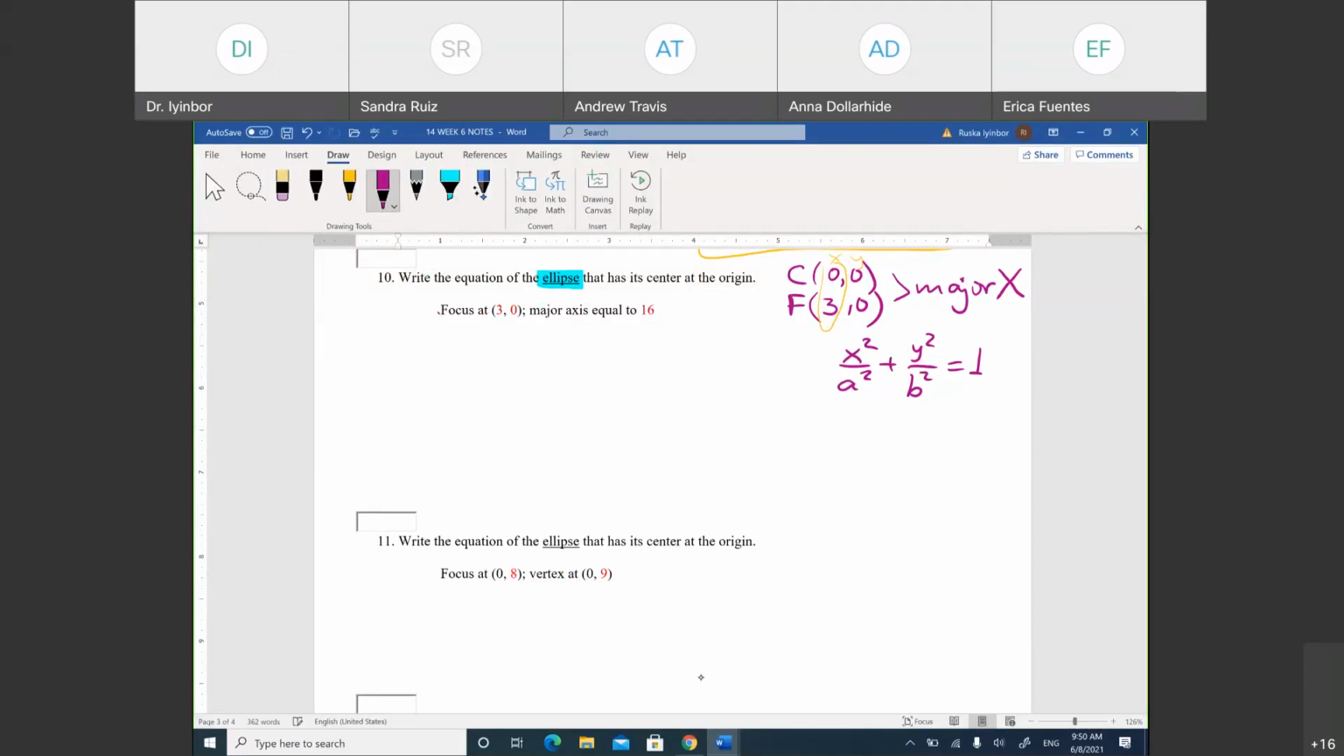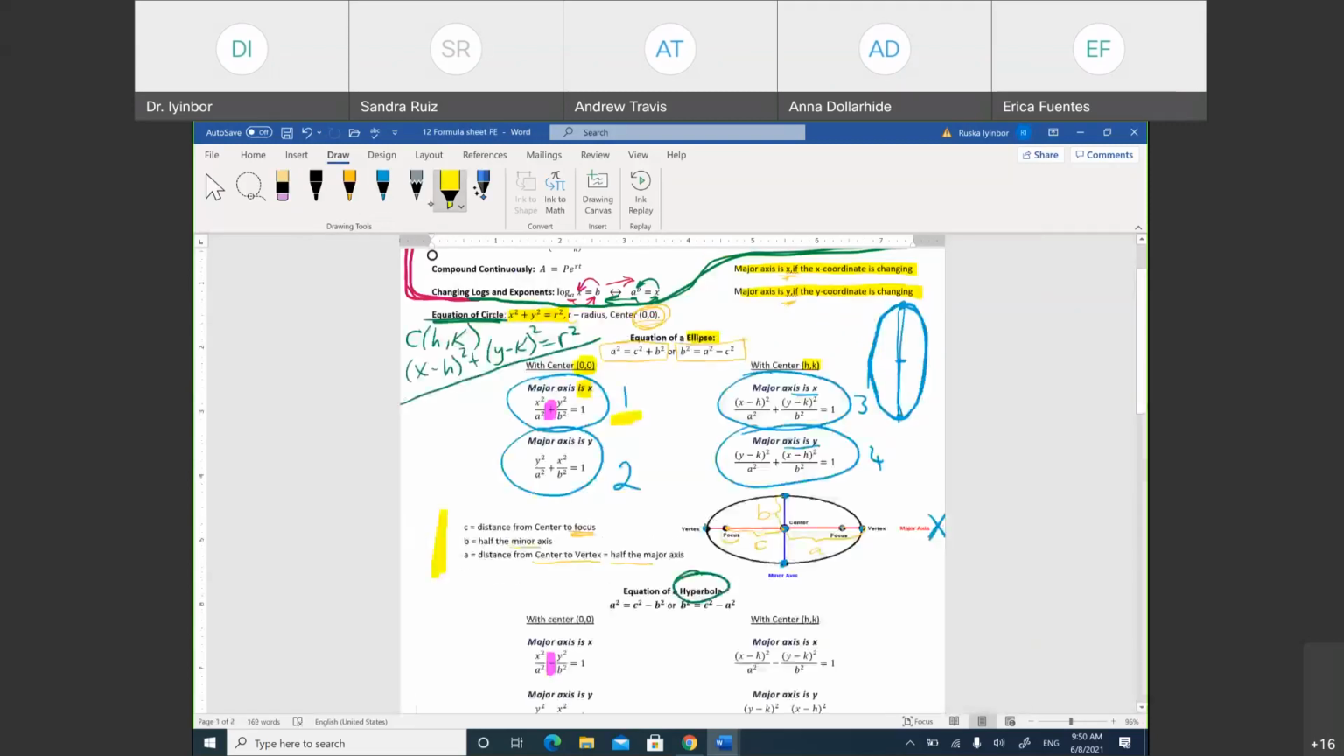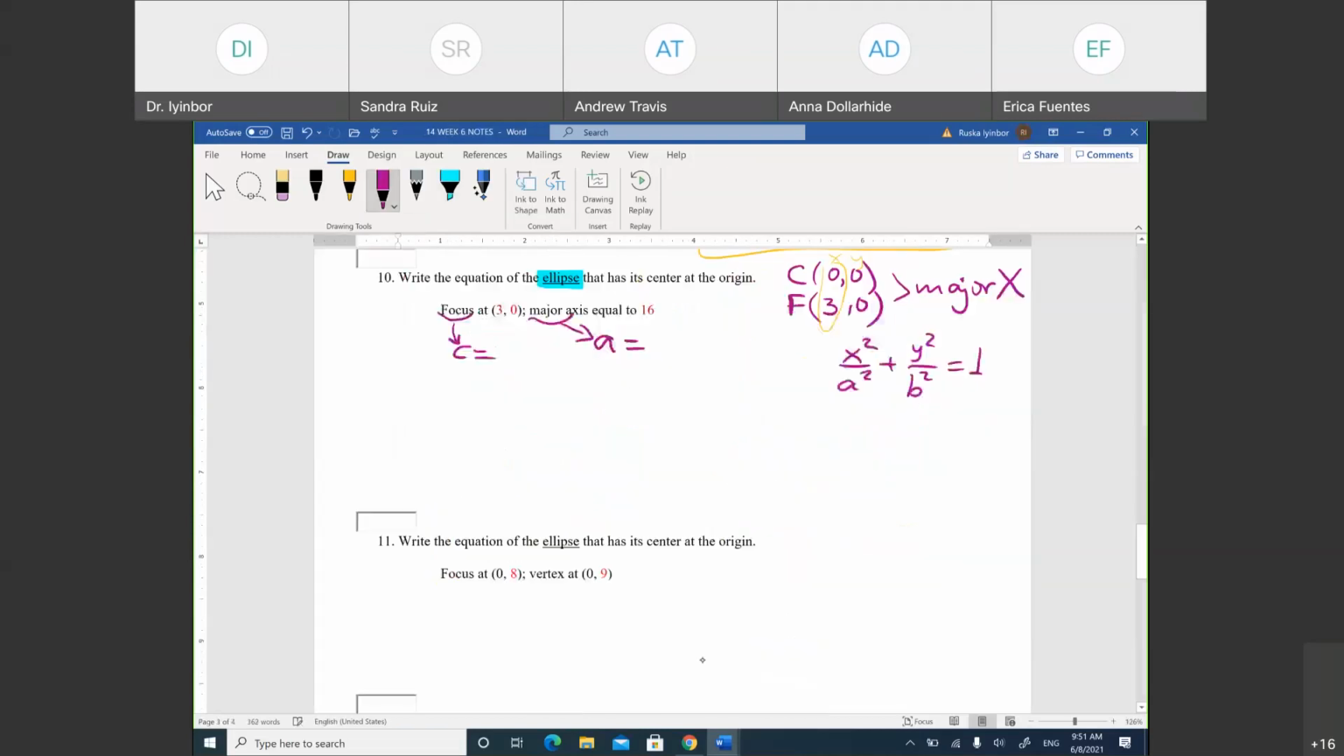and major axis. From the focus, you're going to find c. From the major axis, you're going to find a. Because that's what it says in the formula sheet here. See, c is focus to center, so c is from the focus. Minor axis is b. Vertex and major give you a. Minor gives you b. Focus gives you c. It's right here. If you forget, just look here. So from the focus, you're going to find c.